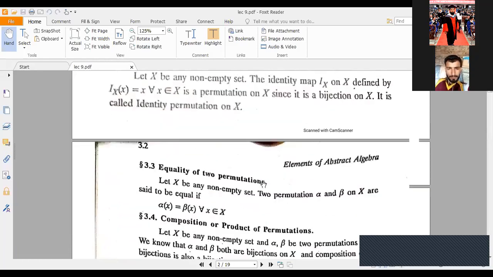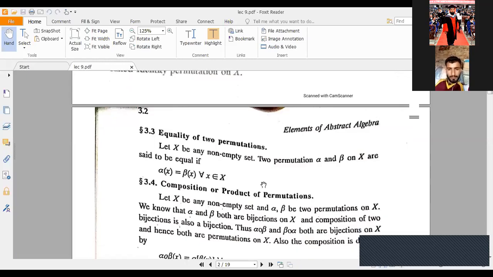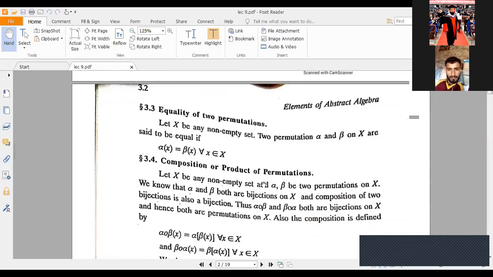And equality of two permutations: let X be any non-empty set. Two permutations alpha and beta on X are said to be equal if their images are always equal, meaning alpha of x equals beta of x for all x belonging to X, where X is a non-empty set.